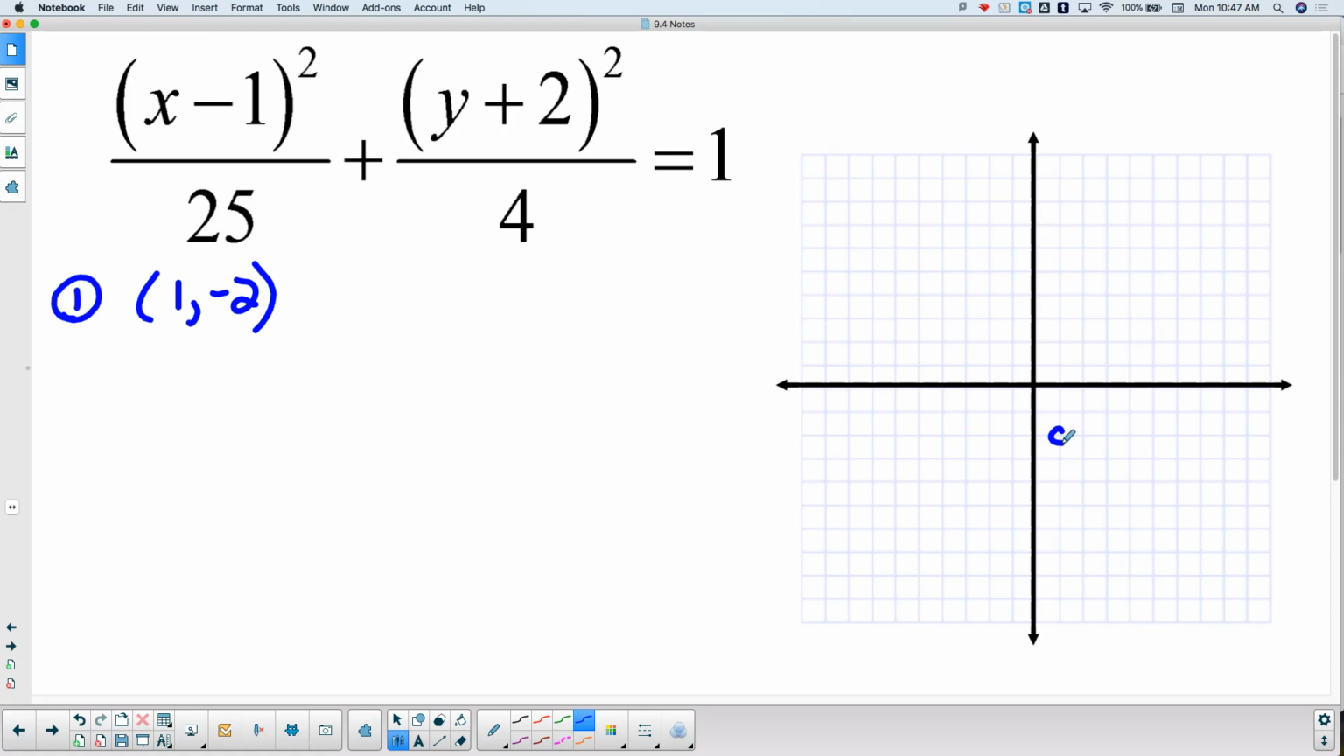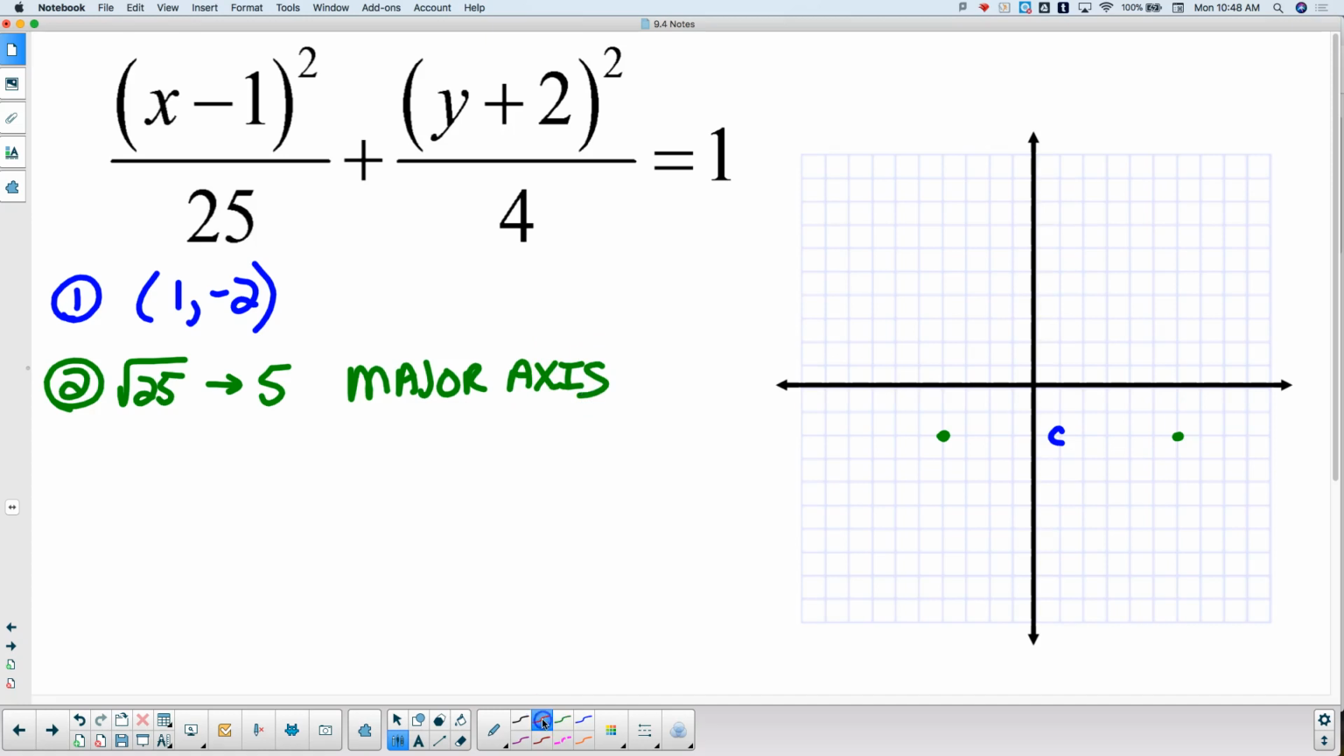Step number 2. Look over the x squared. Okay. Take the square root and that's the endpoints left and right. Okay. So square root of 25 is 5. So I'm going to go left and right 5, right? Does that tell me anything else? That gives me the vertices, because is that the major axes? Yeah, because 25 is bigger than 4, so this one is the major axes.